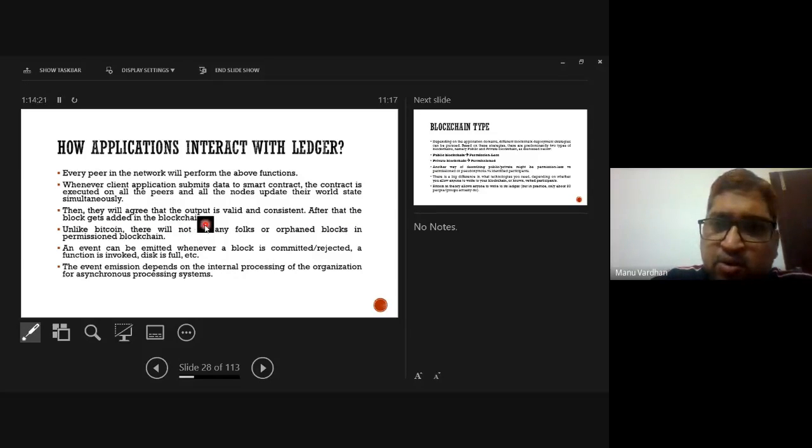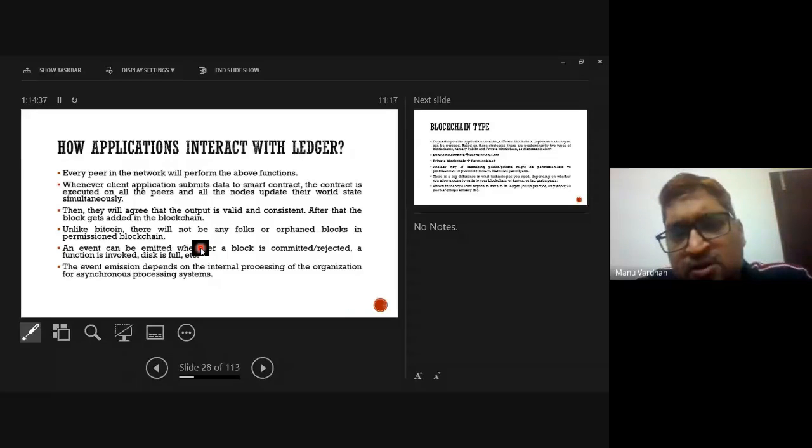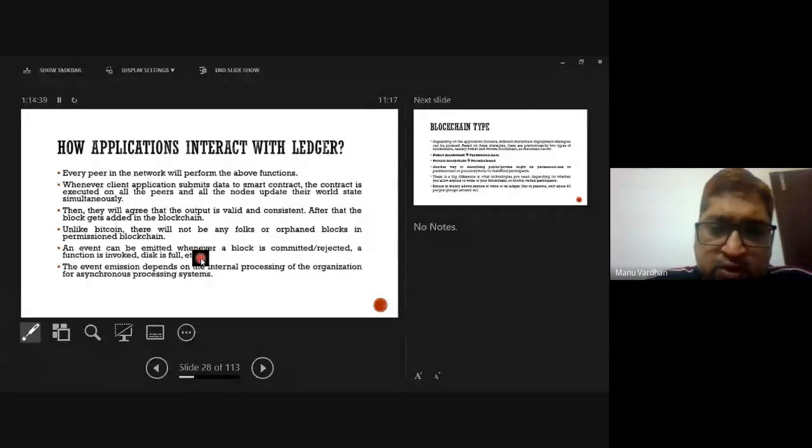blocks get added in the blockchain. So once the consensus is achieved, the block will be added to the blockchain. Unlike Bitcoin, there will not be any forks or orphan blocks in the permissioned blockchain, because Bitcoin uses a public blockchain, and there are chances of orphan blocks being generated in a public blockchain. But in the permissioned blockchain, there won't be any case like this.